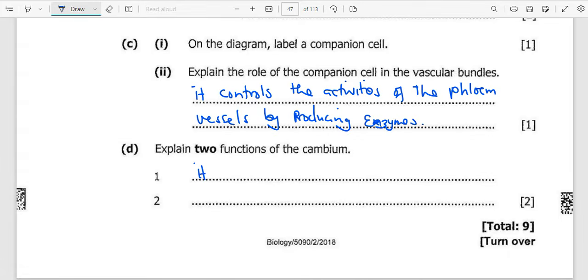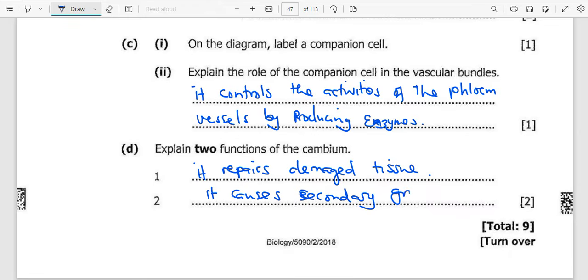So it repairs damaged tissue. And then the second one is that it causes secondary growth.